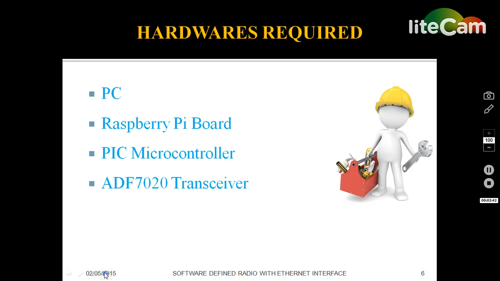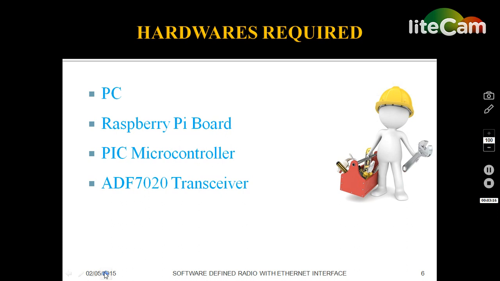Hardware required: a PC to create a GUI using LabVIEW and also for MPLAB installation and programming of PIC microcontroller. Raspberry Pi board is to realize Ethernet interface between the GUI and the PIC microcontroller based radio nodes, and this can also be used to have a serial communication between the Raspberry Pi and the PIC microcontroller board.